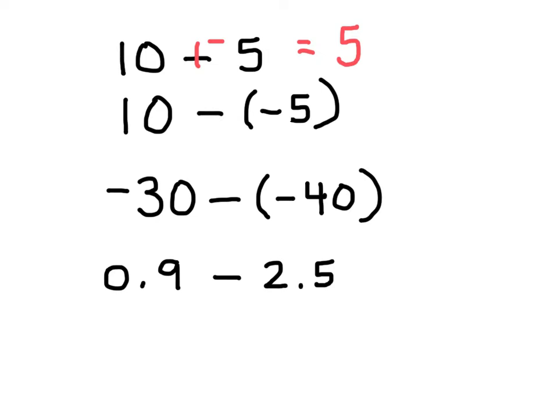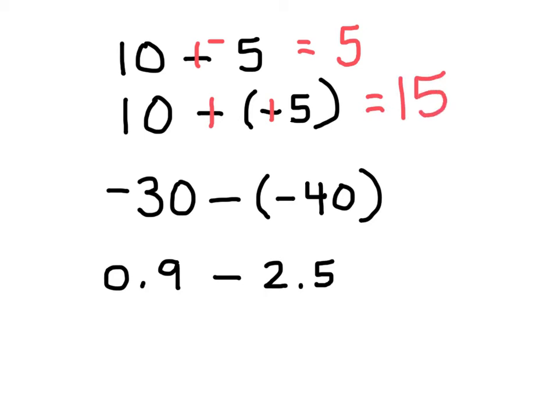But here's where this comes in handy. Here we're now subtracting a negative 5. So we need to take advantage of the fact that subtraction is the same as adding the opposite. I'm going to change this to an addition, and the opposite of negative 5 is positive 5. So this problem is, in reality, 10 plus 5, which is 15.